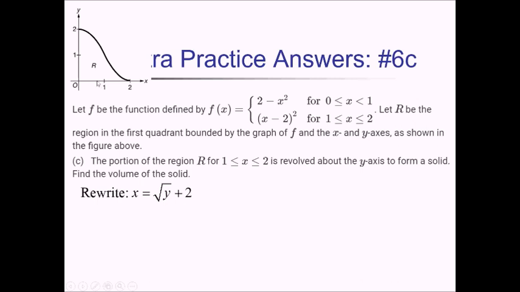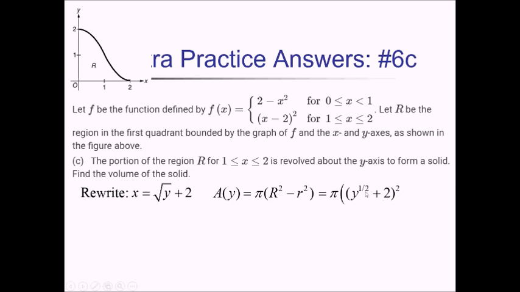Now, since I'm going around the y-axis and there's this gap between this little part of the region and my axis of revolution, I'm going to have to use washers on this one. So I have A of y equals pi times big R squared minus little r squared. In this case, big R is the distance between the outer edge of my bounded region and the axis of revolution. So that's just this radical y plus 2 function, which I'm going to rewrite as y to the 1/2 plus 2, and that's going to be squared because it was big R squared.